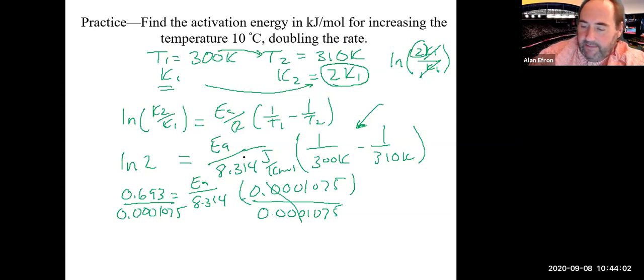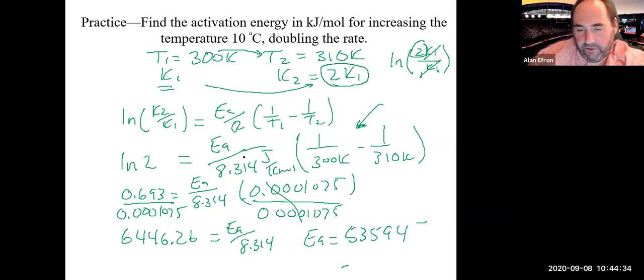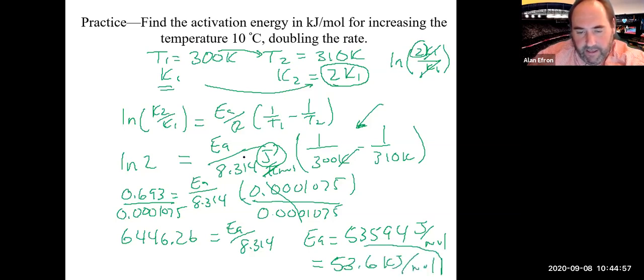Just like last time, I'm going to divide that to the other side. That cancels, and that gets me 6446.26, just to take it to a couple of digits, equal to Ea over 8.314. Again, we multiply the 8.314 to the other side, and that gives me an Ea of 53594 joules per mole. Remember, joules come from here, Kelvin cancels, leaving us joules per mole. If we go to kilojoules, it gives us 53.6, rounded. So 53.6 kilojoules per mole. Again, a positive number here.